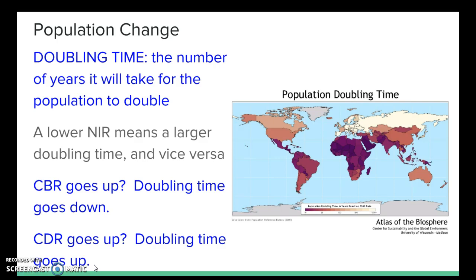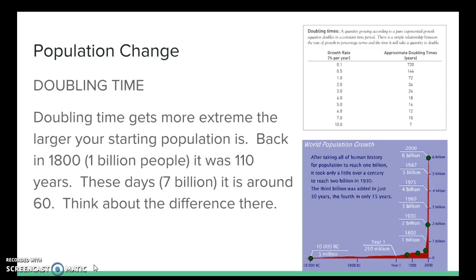births minus deaths. If the death rate goes up, the country will be growing more slowly. So the doubling time will increase. It will take longer for the population to double. If the birth rate increases, well then, the doubling time will go down because it's growing faster. The higher the NIR, the lower the doubling time. There's an inverse relationship between those two.